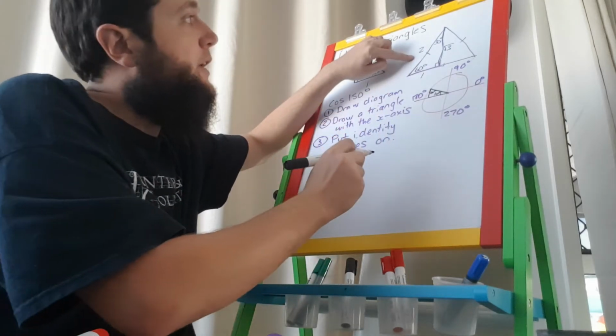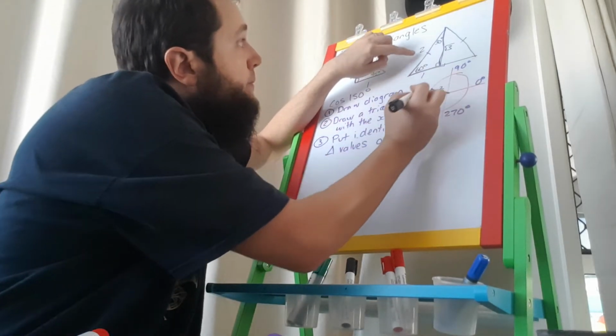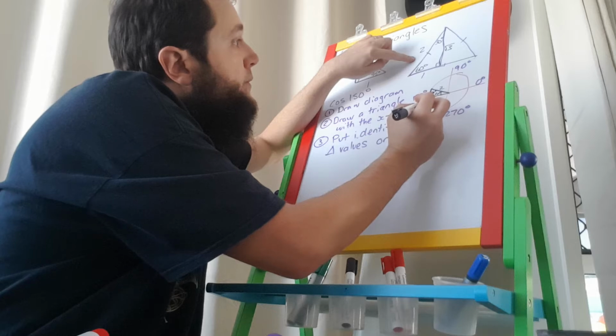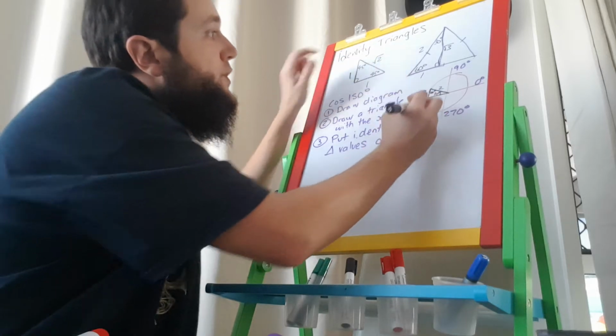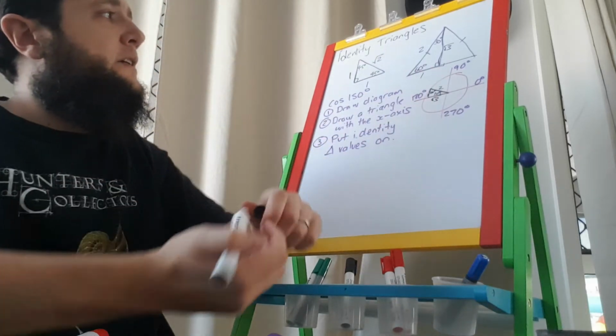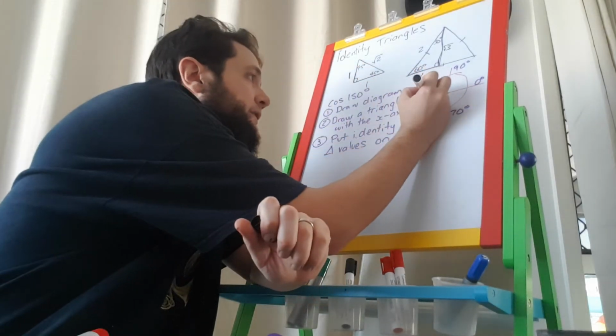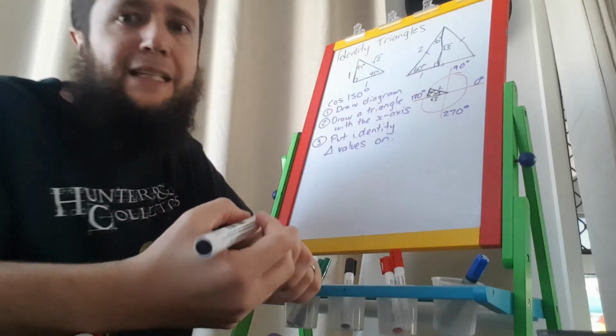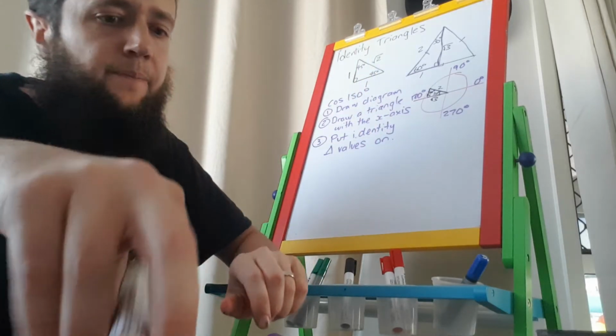Remembering our triangle, the long side is 2. The short side is 1. The other side is root 3. I've essentially made our identity triangle in the diagram.